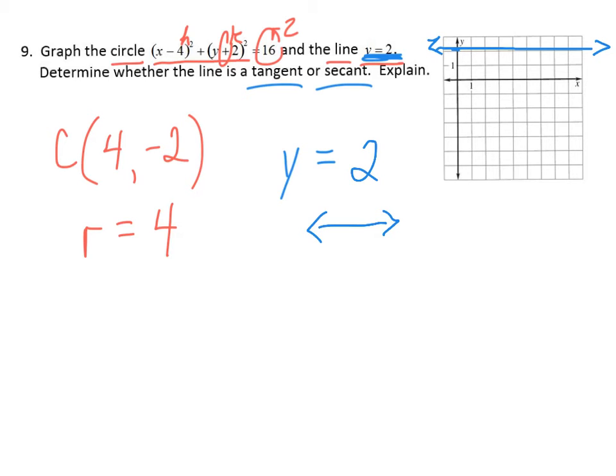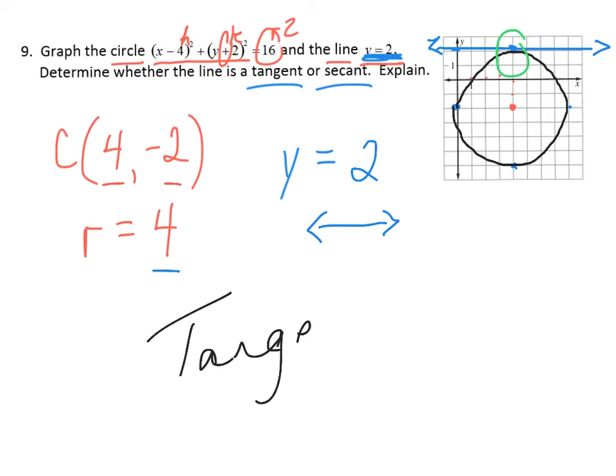Next thing, for my circle though, my center is at 4, negative 2. So I'm going to go right 4, down 2, and then my radius is 4. So I'm going to go 4 units to the right, 4 units down, 4 units to the left, and 4 units up. Now, before I trace my circle, I can really already tell what type of line it's going to be. Up at the top, it only touches my circle at that one single point, which means that it's tangent to my circle.